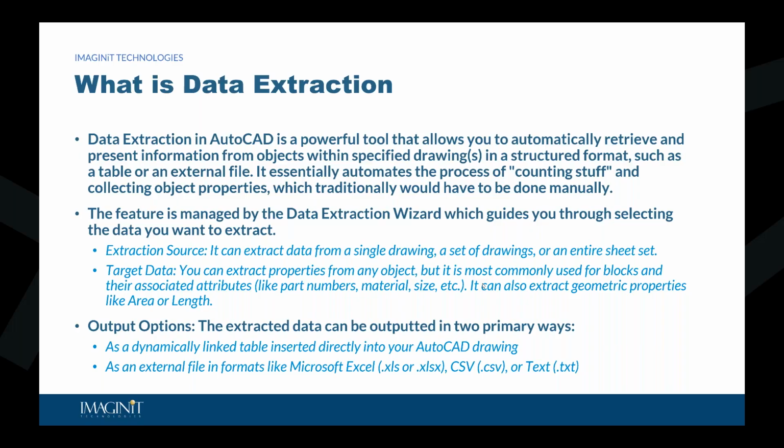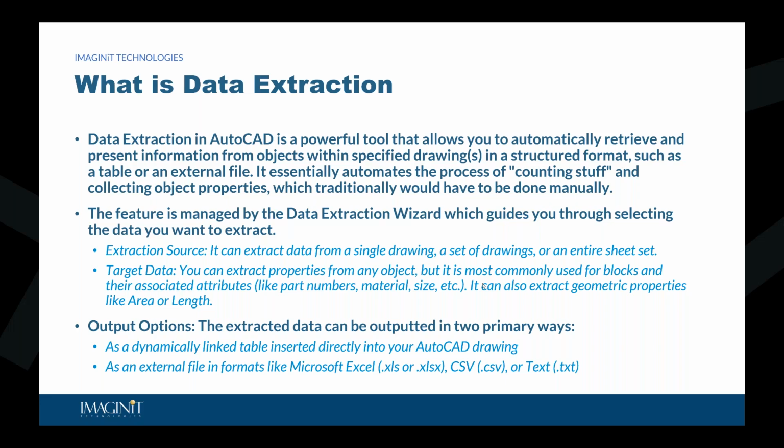So obviously with the count palette now, we can count block instances. With data extraction, we can go beyond just blocks, and we can actually get information out of those blocks. The feature is managed by the data extraction wizard, which guides you through selecting the data to extract. For the extraction source, you can extract data from a single drawing, a set of drawings, an entire sheet set. For target data, you can extract specific properties from any object. It's most commonly used for blocks and their associated attributes like part numbers, material sizes, etc. But it can also extract geometric properties like area or length.